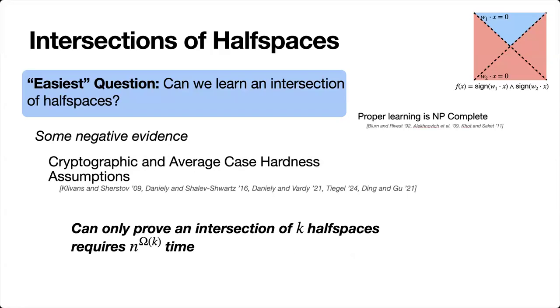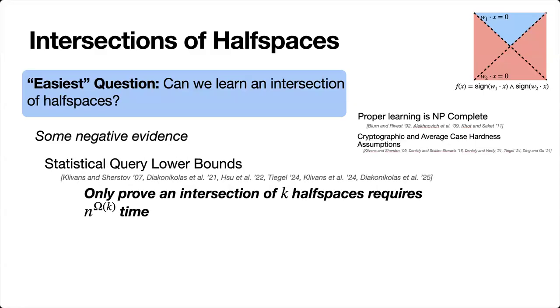Some other negative evidence is that there are, in fact, cryptographic and average case hardness assumptions, average case hardness of this problem, under assumptions like lattice cryptography and the hardness of things like Feige's conjecture for refuting K-SAT formulas. But here, they actually only prove that an intersection of K half spaces requires n to the omega of K time. So this rules out the possibility of learning intersections of polynomially many half spaces in polynomial time. But for an intersection of two half spaces, these don't tell us anything interesting.